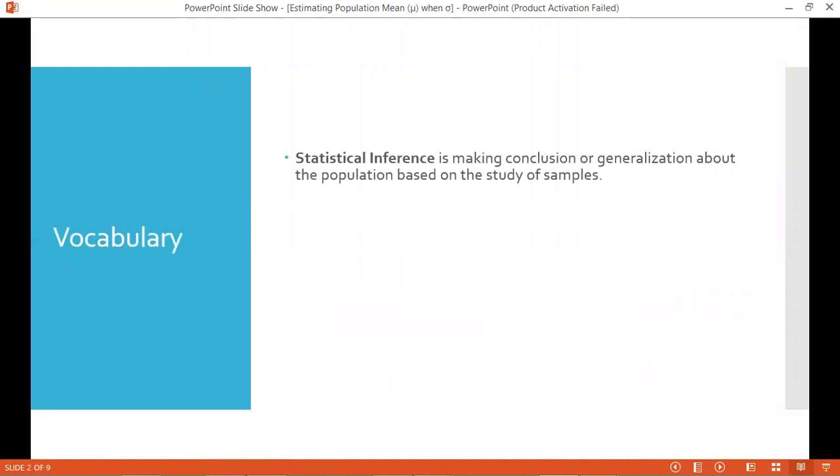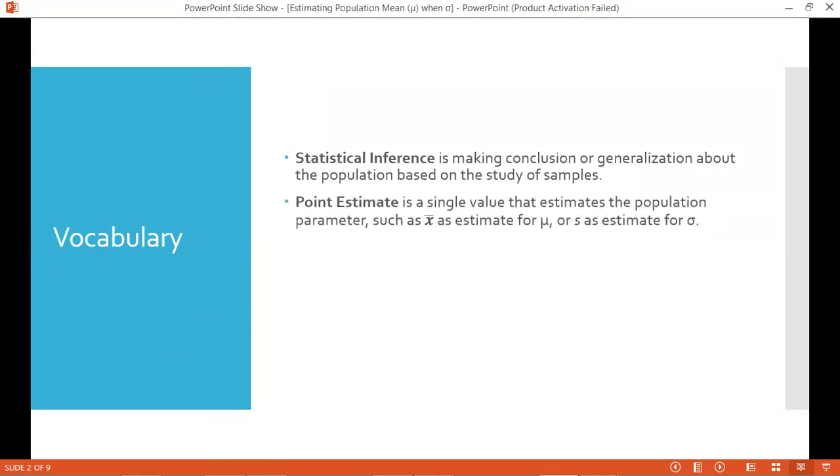Statistical inference is making a conclusion or generalization about the population based on the study of samples. A point estimate is a single value that estimates the population parameter, such as the sample mean as an estimate for the population mean, or the sample standard deviation as an estimate for the population standard deviation.